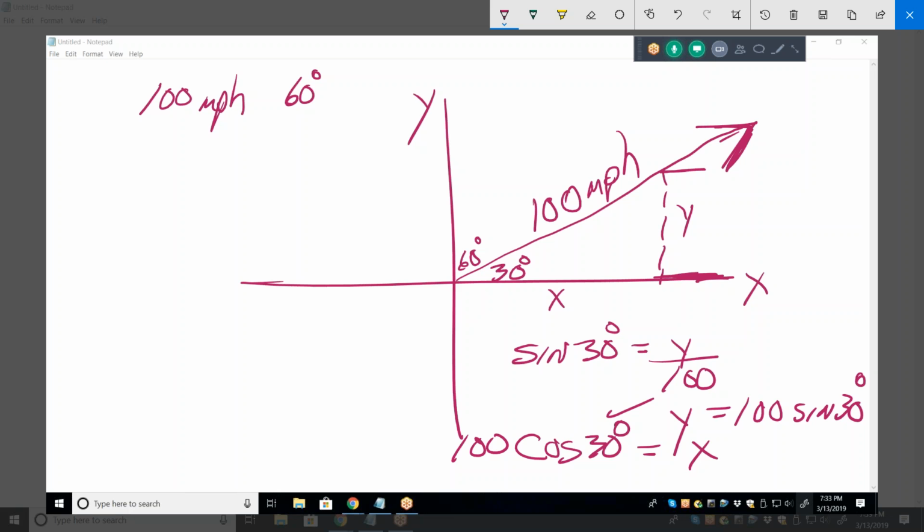This is a key part in the analysis of this whole problem, figuring out what its horizontal component is and what its vertical component is. Because the next thing they're going to do is introduce a wind into this equation. They're going to say a wind is blowing from the east at 20 miles per hour.